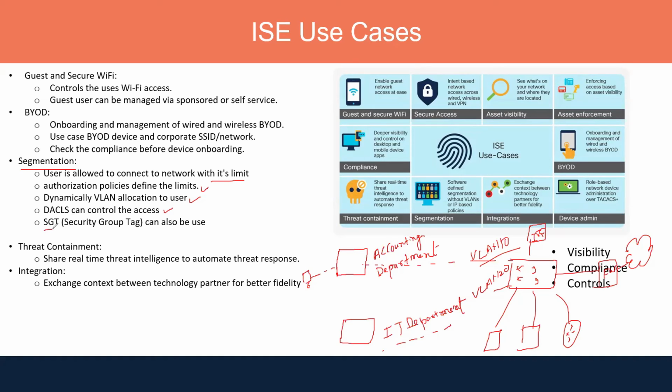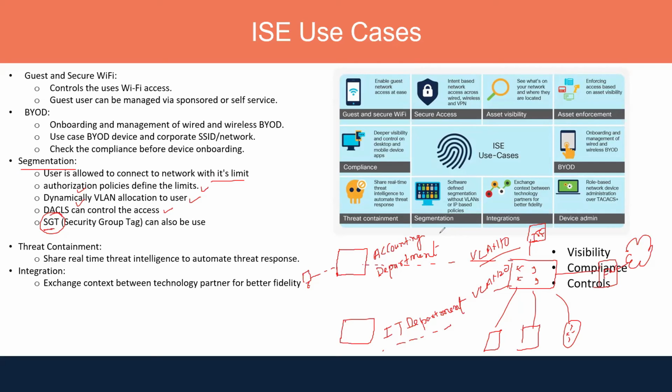And we have one more thing, which is known as a security group tag. Basically this is a newer feature in Cisco ISE, where you can define a tag for a particular user, and based on the tag, the required VLAN policy, dynamic VLAN allocation, all those things are going to apply for that user. So for the user, you can do the segregation in different ways. And segregation means you can define which type of user can access what. That is the segmentation.